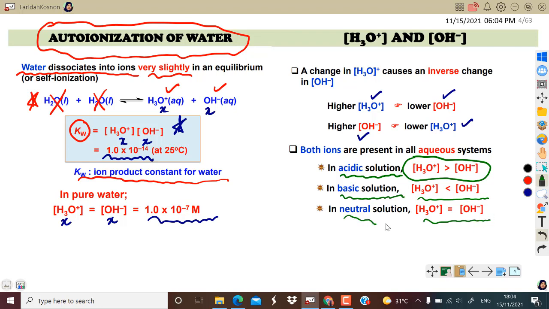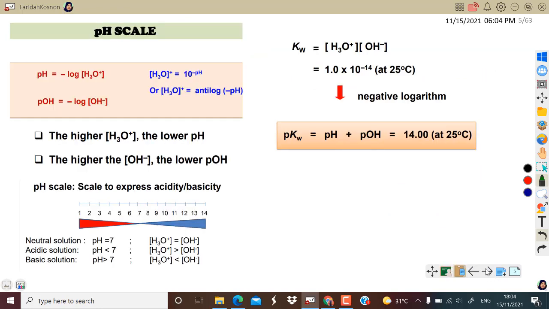Jadi, nak gunakan kaedah ini kita perlukan sedikit pengiraan lah. Kita akan gunakan konsep Kw ni tadi. Okay, this is one method. Okay, another method, okay, we can use pH, okay, to determine the acidity or basicity of a solution. Sebelum ni kita belajar nak tahu larutan tu berasid ke, larutan itu acidic ke basic ke, kita tengok pH.